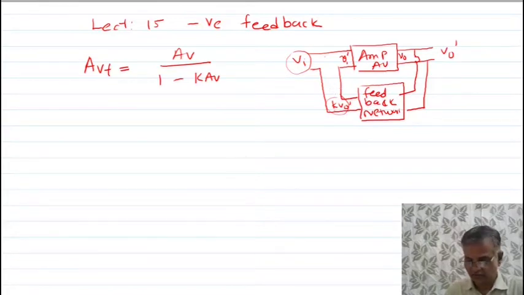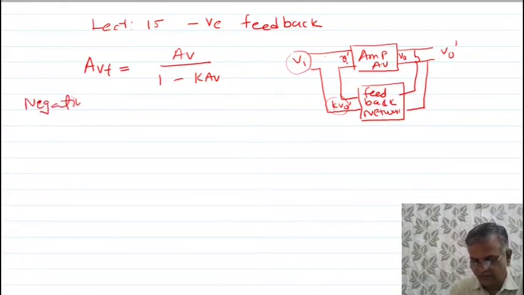This entire block, the entire circuit with feedback, is called an amplifier with feedback. The gain of this entire circuit is given by the equation that we derived in the last lecture. Now let us revise negative feedback. We have discussed negative feedback.